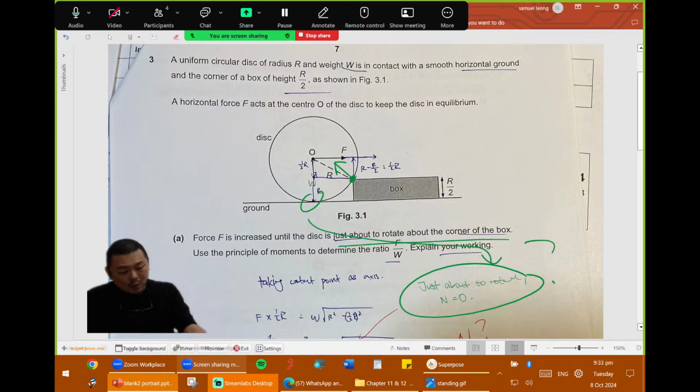So you're not asking me why the N is zero? You know why the N is zero, is it?